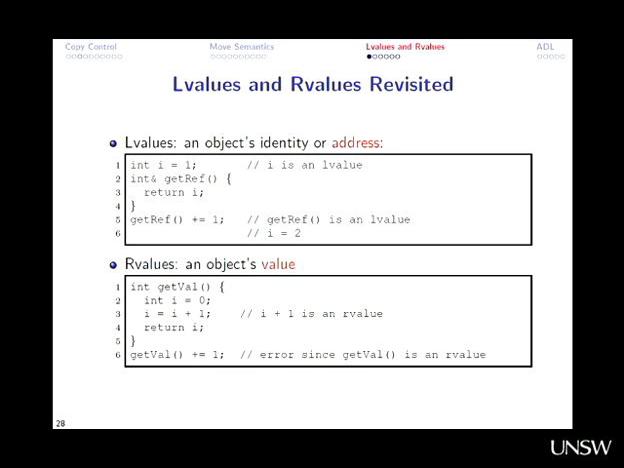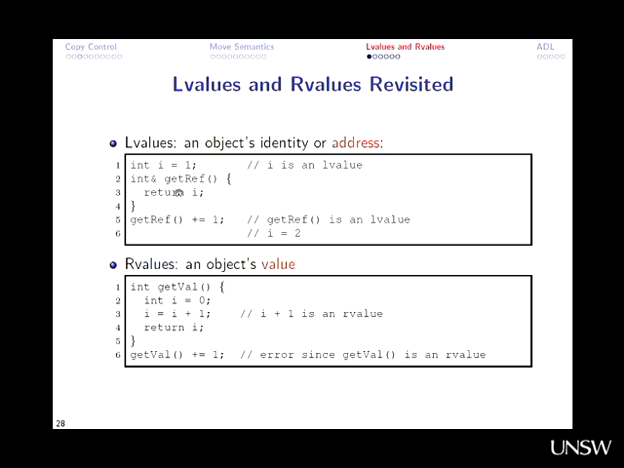Okay, so let's come back and talk about L values and R values. We talked about references back in week 1, and we showed you references. We also talked about L values and R values in week 1. An L value is an object's identity or its address in memory. An R value is an object's value at that point in memory. Okay? And so we can do things like this. With an L value, we can say int i is equal to 1. i is an L value. 1 is an R value. Okay, so we can assign to L values.